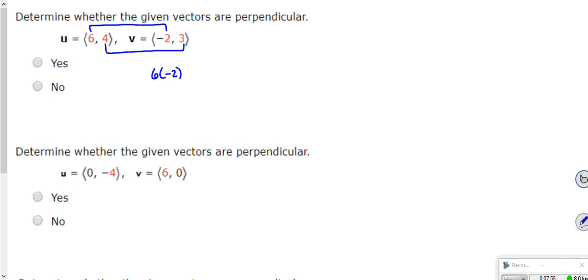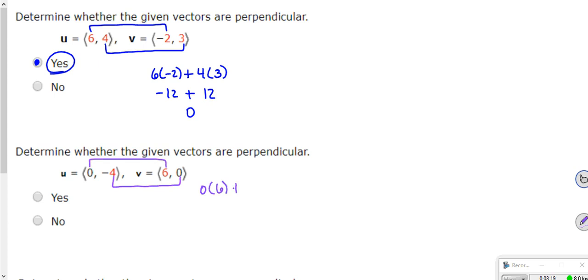So 6 times negative 2 plus 4 times 3, negative 12 plus 12 is 0. So that's a big fat yes. Okay. Down here, again, we're taking the product of the horizontal position plus the product of the vertical position. So 0 times 6 plus negative 4 times 0. 0 plus 0 is, of course, 0, so that's still a yes.